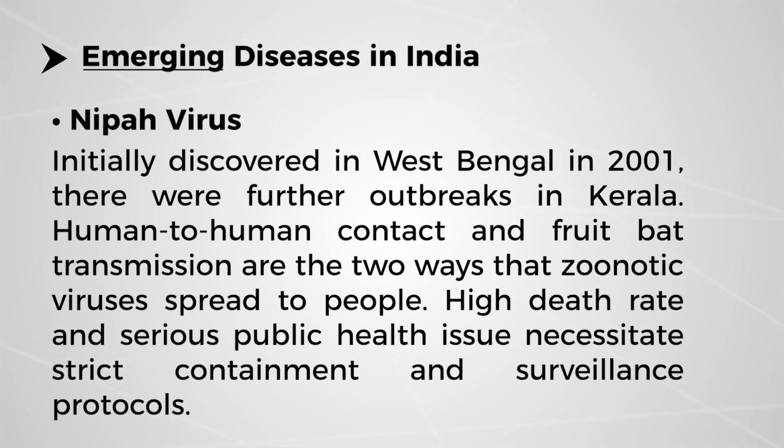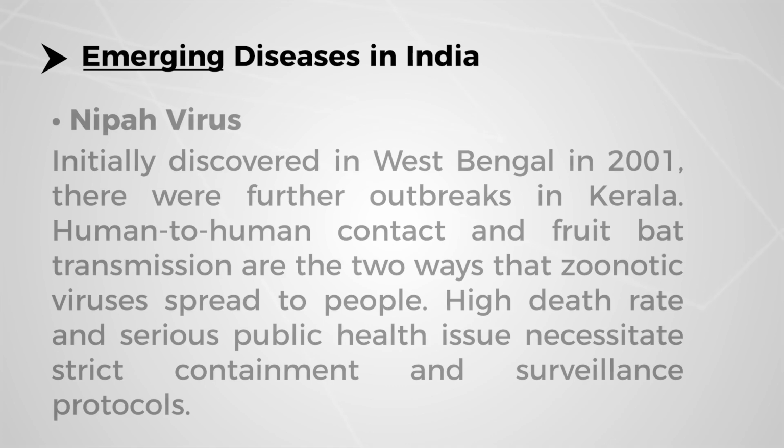Human-to-human contact and fruit bat transmission are the two ways that this zoonotic virus spreads to people. Bats eat fruits, and because of that, and sometimes through human contact, it spreads. The high death rate and serious public health issues necessitate strict containment and surveillance protocols.